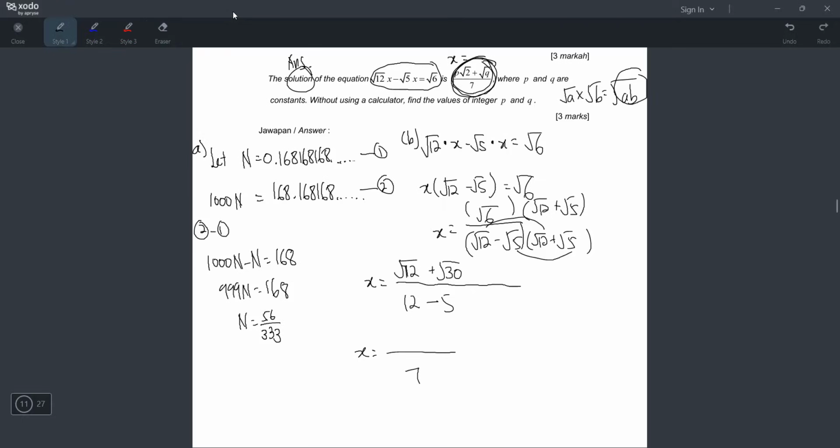So let's write down all the perfect squares. 1 squared is 1, 2 squared is 4, 3 squared is 9, 4 squared is 16, 5 squared is 25, 6 squared is 36, 7 squared is 49, 8 squared is 64, 9 squared is 81, 10 squared is 100. And we have to look at the largest perfect square that is a factor of 72. So 72 can divide which number here? 36, right? So 36 is the largest perfect square that is a factor of 72, right?